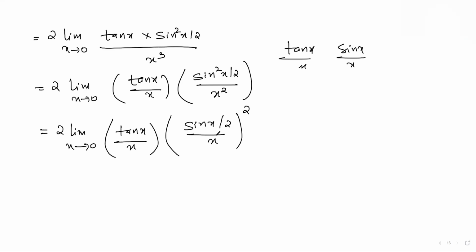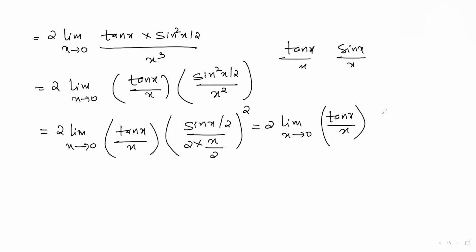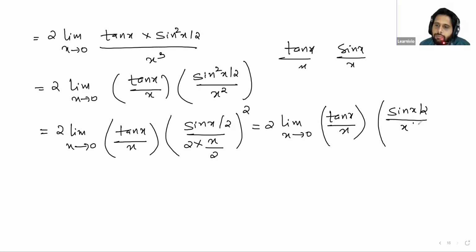No more number. Okay. Yes sir. If we need to put the formula, then we need to divide this and multiply with 2. So this will give 2 limit x tends to 0. This is tan x by x. And this is sin x by 2, and this is x by 2. And this 2 square that you have, this will become 1 by 4. And this is whole square.